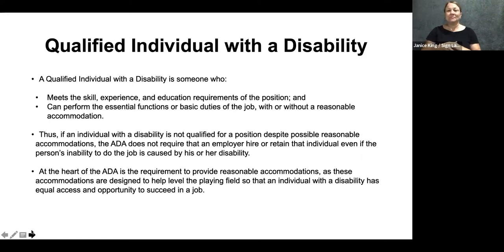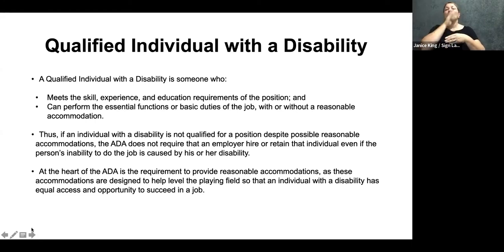Thus, if a person is not qualified for the position, despite having a disability, they're not entitled to a reasonable accommodation, and the ADA does not require the employer to hire or retain that individual, even if the person's inability to do the job is caused by his or her disability.